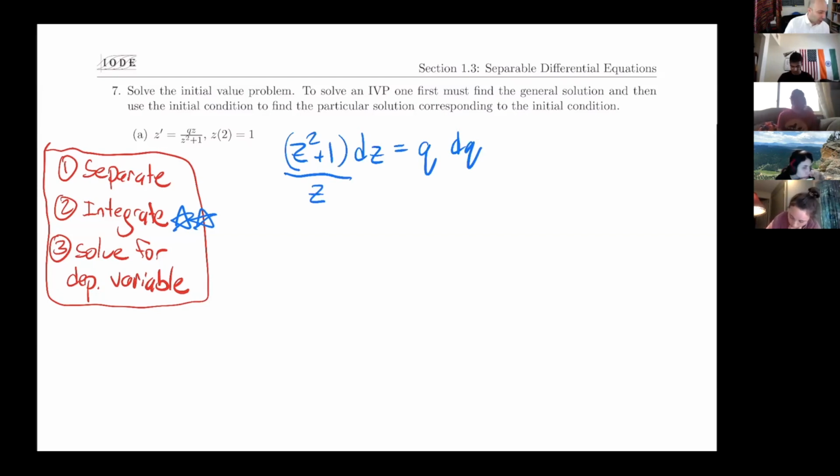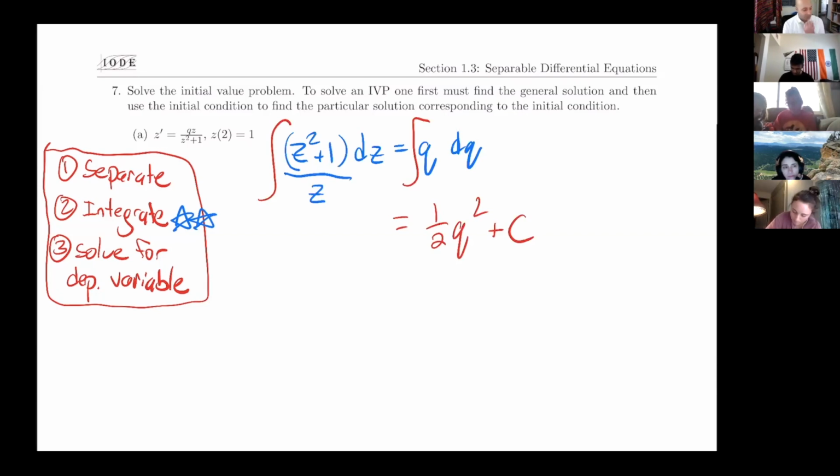And so any questions about that part? And then we want to integrate. So I think this one's a little more straightforward, so I'll start there. I've got 1/2 q squared plus c. What happens on the left side? Anyone figure out how to do that one?